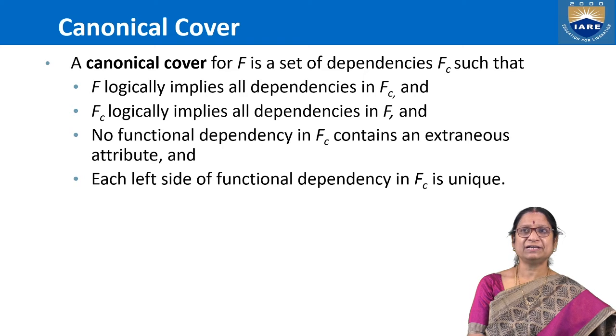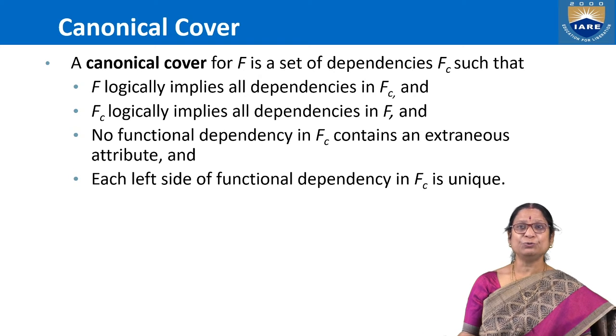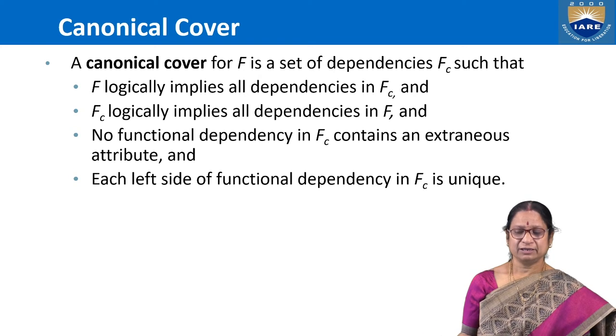Canonical cover, we already defined, it's a minimal cover, no? So minimal actually. When we say F must be logically inferred from Fc as well as Fc must be logically inferred from F, that means equivalence. Both F and Fc must be equal, which we defined in the first slide of this section. And moreover, there is no functional dependency with extraneous attributes, both on the left hand side as well as the right hand side. And each left hand side of the functional dependency in Fc is unique. There should not be any repetition of the left hand side of FDs actually.